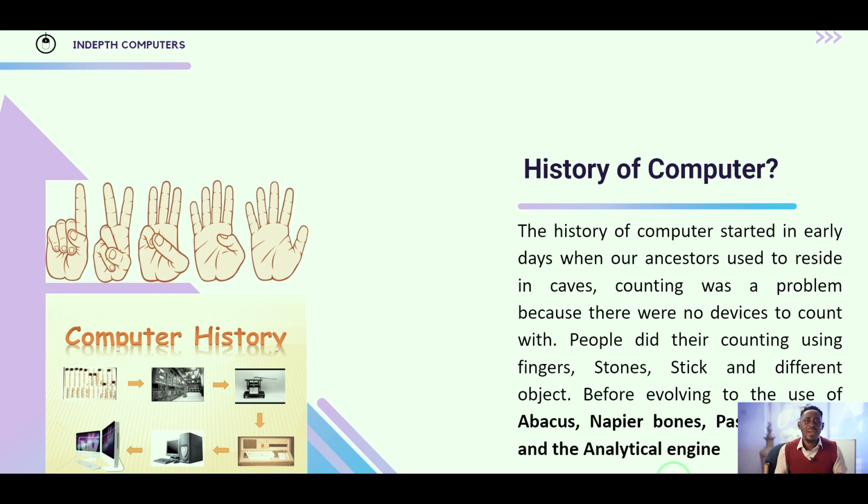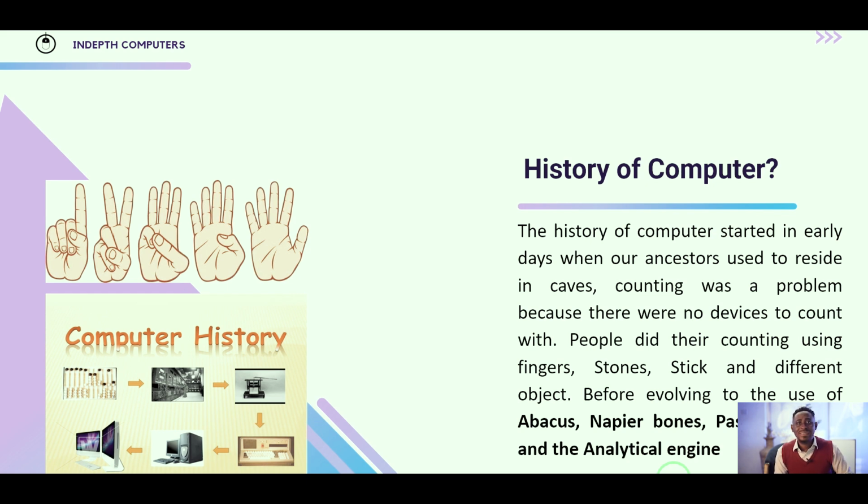But I could remember those times, all of these objects would usually mess up or litter the house. So our parents would always not like us to bring those things into the living room, but we always bring them into the living room because those are the things we needed to do our assignment. But these are the ways that our forefathers counted. They used different stuffs like sticks and all of that.